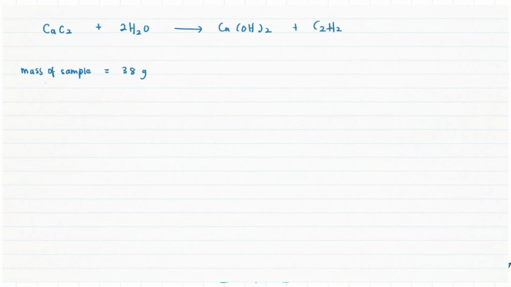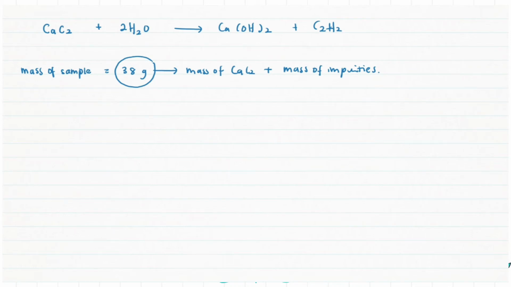What does it mean by mass of sample? It means that this 38 gram sample consists of mass of CaC2 plus mass of impurities. This 38 gram is not pure. This is not the mass of pure CaC2. It contains impurities. So the 38 gram is a combination of mass of CaC2 and mass of impurities.